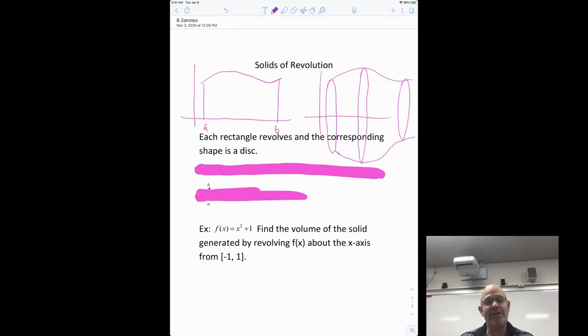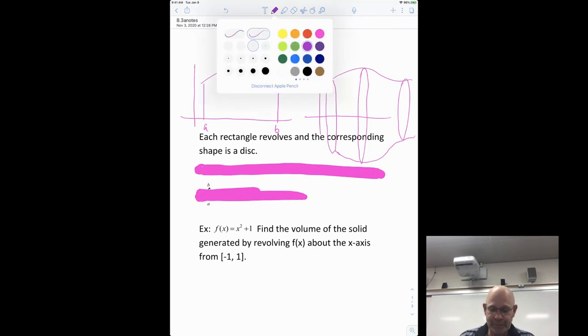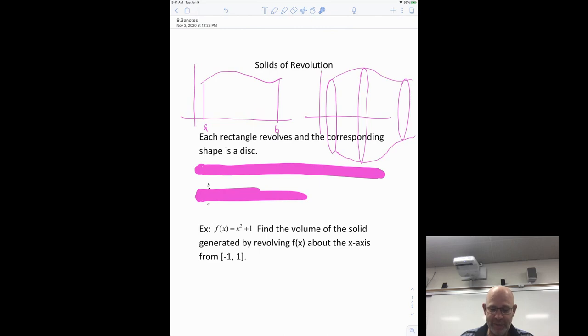So what we're going to do today is called solids of revolution. We're going to take a shape. Let me show you here. We're going to take a curve, the area between a curve and the x-axis to begin with, and we're going to revolve it around the x-axis.